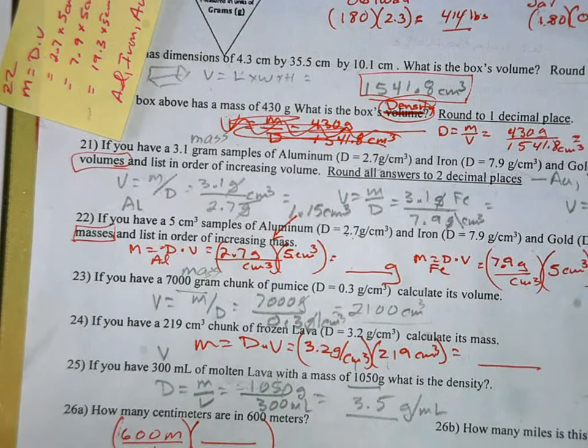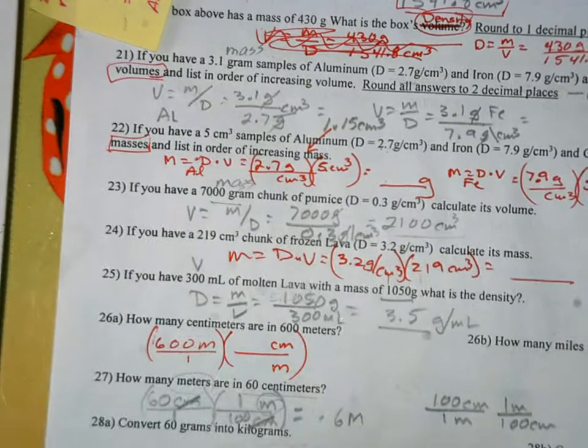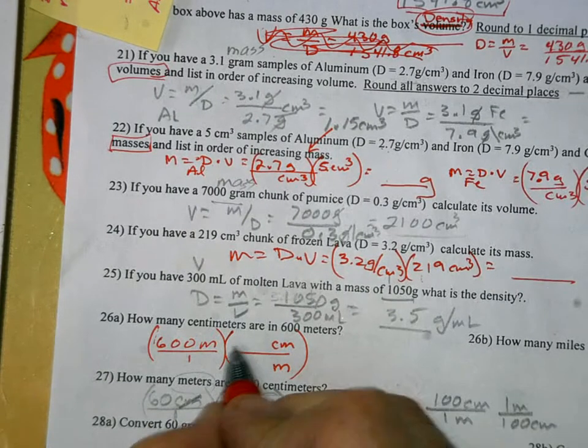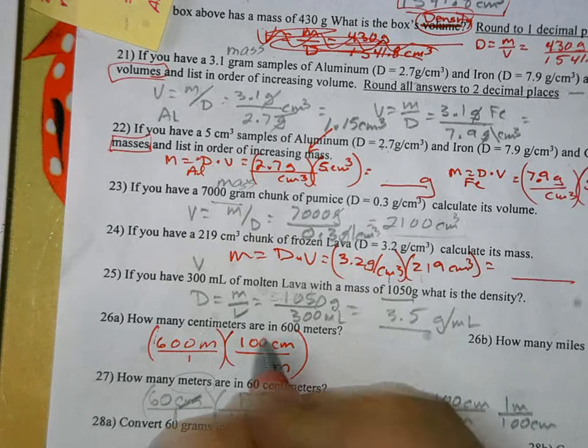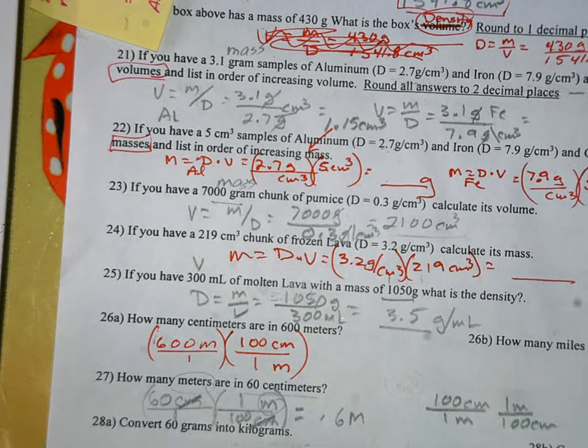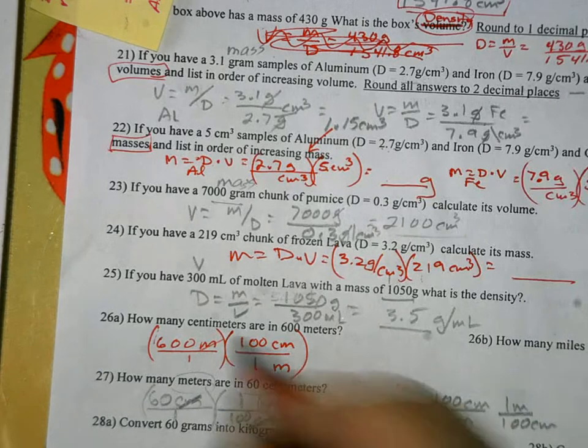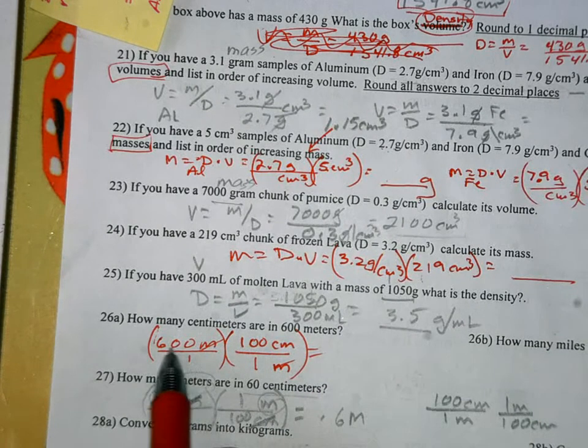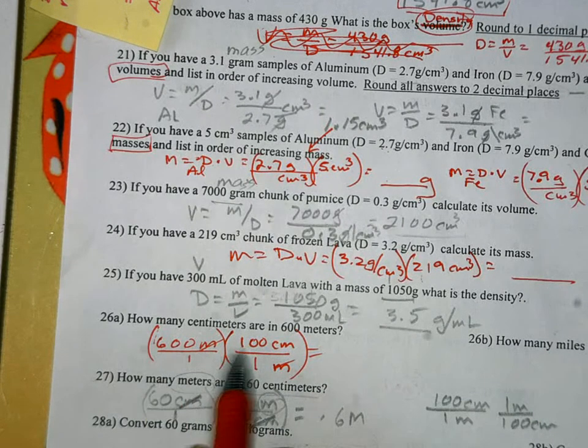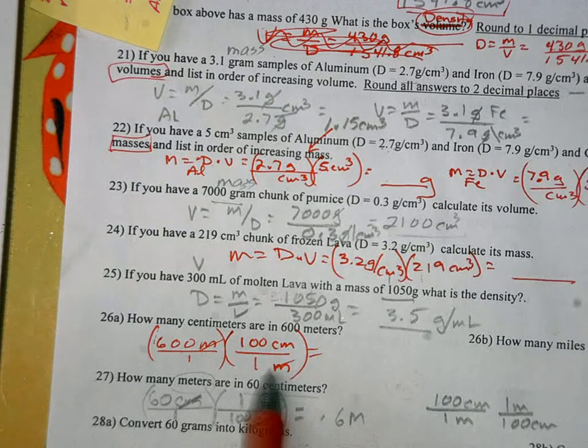Since I want to get rid of meters and go to centimeters, and I have that really nice conversion, we know that 100 centimeters are in 1 meter. Then the meters cancel out, and you can do the math. That's going to be 600 times 100. Wow, that's going to be 6 followed by 4 zeros.